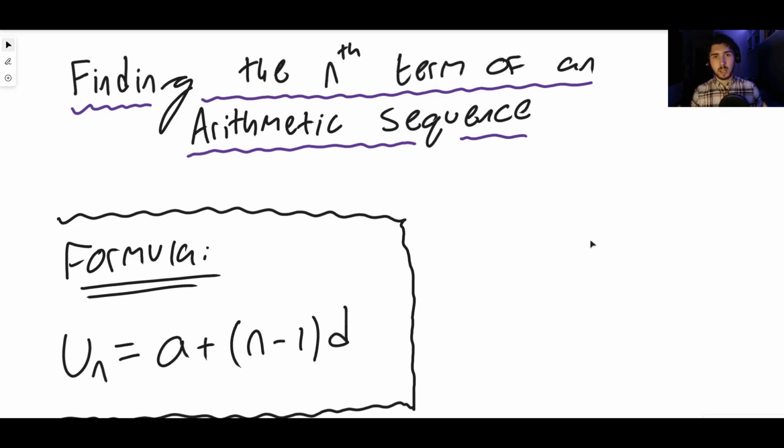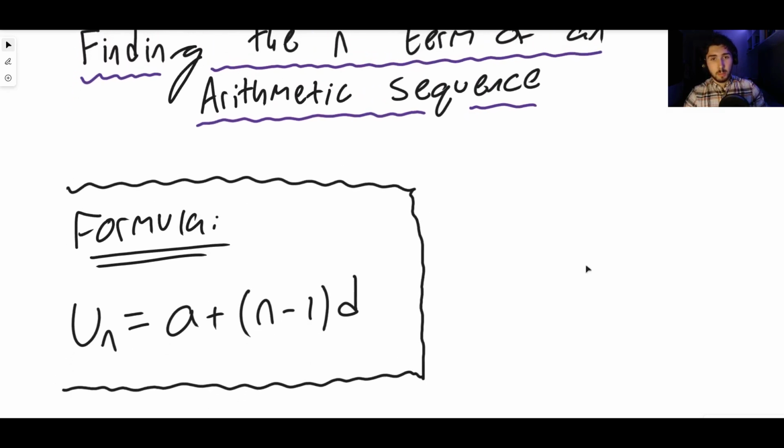It's just a fancy notation for the nth term. Un is the nth term. A is the first term in the sequence of numbers, the first one. And finally, d is the difference between each term. So in the sequence, let's say 2, 4, 6, 8, 10, 12, d would be 2 because it's going up in 2s as well.